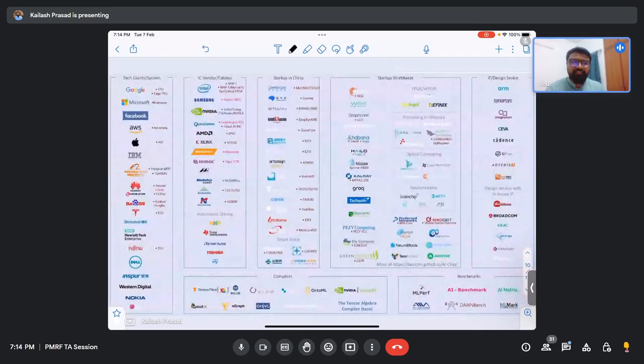And this is a list of companies which actually work in the semiconductor domain, and you can see, virtually every company you name, they have their semiconductor division, right? And the prominent ones are Google, Microsoft, and Facebook, right? They have their own hardware accelerator design team. Please understand that.